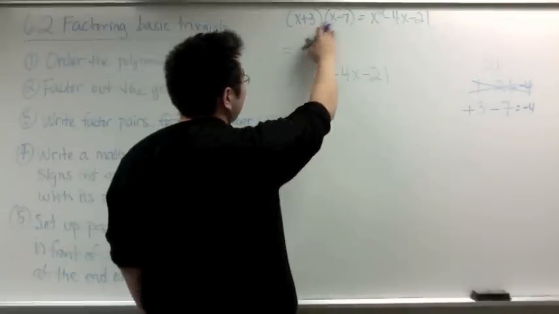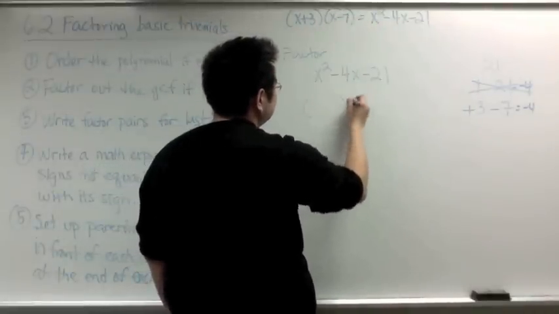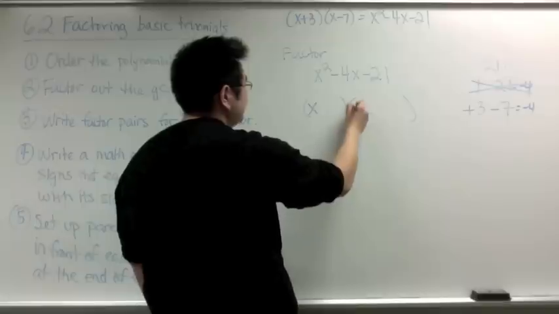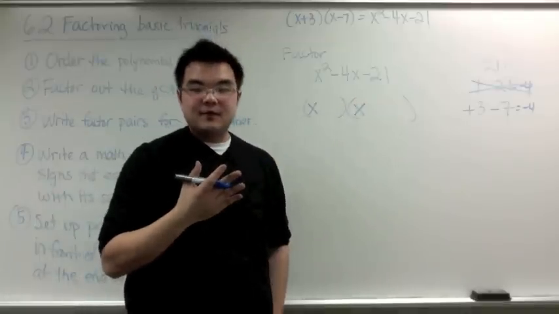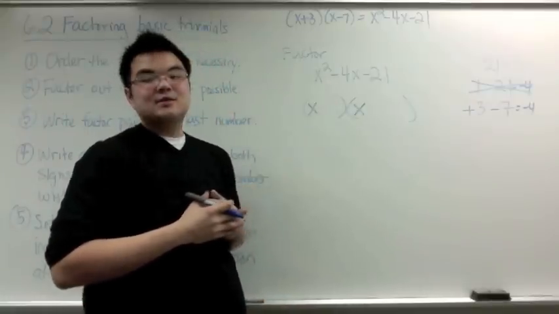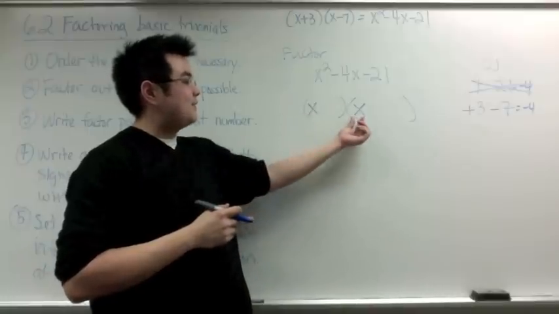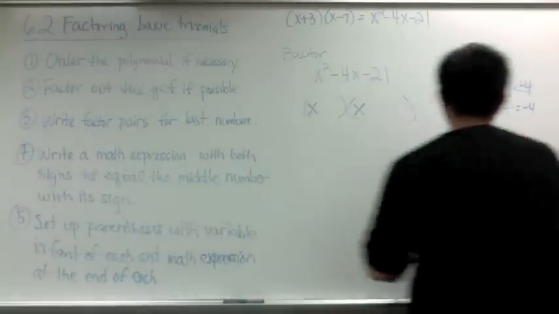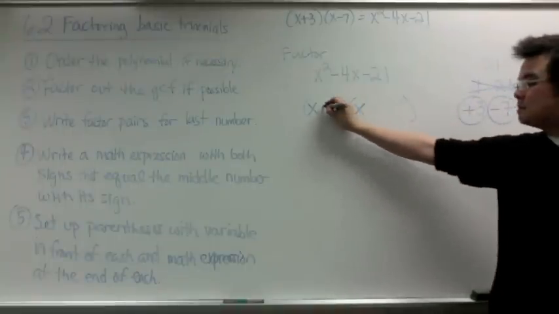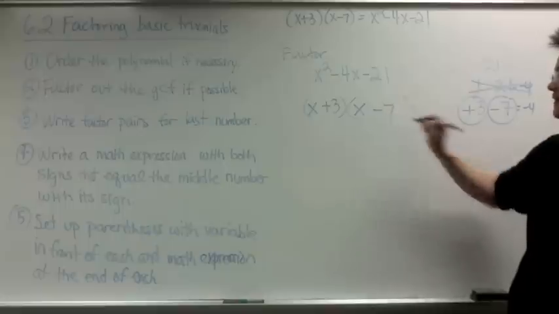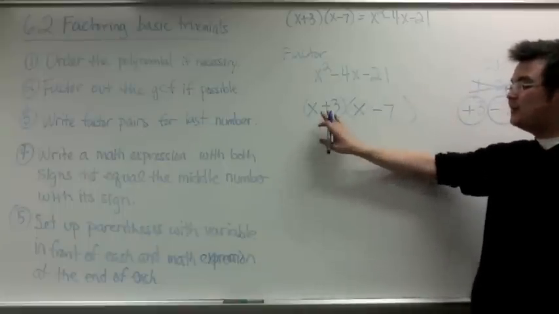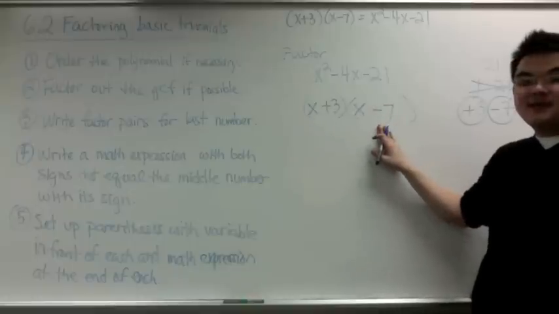We know that we're going to have 2 parentheses, so I'm going to set up my 2 parentheses. Whatever variable you're working with, you're going to put it in the front, but you're only going to write it as a single variable to the power of 1, because when we distribute x and x, we want to get an x squared out of it, so we're only going to write x in the front. Then you're going to take your math expression. We have a positive 3 and negative 7, so we're going to write that in as plus 3 minus 7. And now we have factored x squared minus 4x minus 21 into x plus 3 times x minus 7.